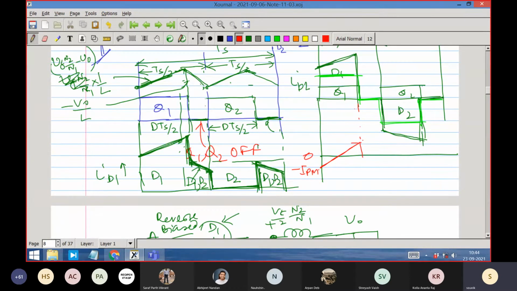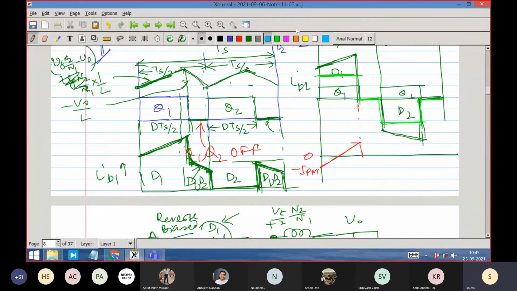Then I will draw it in a different color. I will tell you why. This time, since the switches are off, the primary current will be 0. The magnetizing current cannot remain in the primary. So where will it go? It will go to the secondary, but the magnetizing current will remain. And since the voltage is 0, the magnetizing current value is not changing.